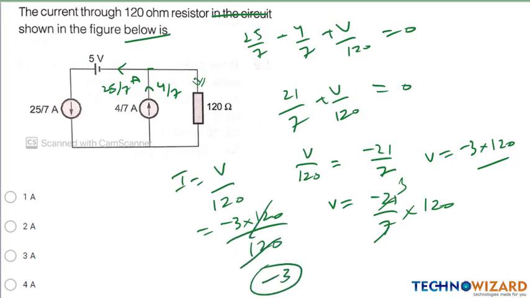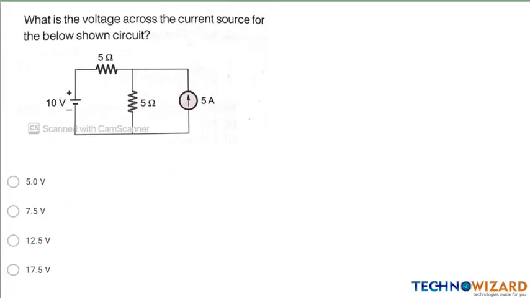Minus 3 is because we assumed the current is flowing in this direction, but the value is negative, therefore the current is actually flowing the other way. Therefore this will be 3 ampere. Option C is the correct answer. Next question, question number 3.